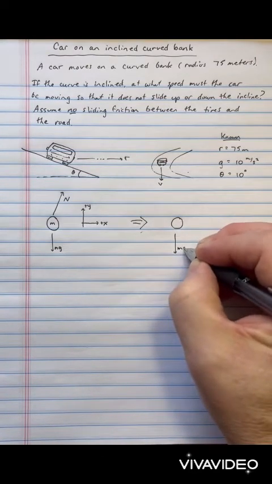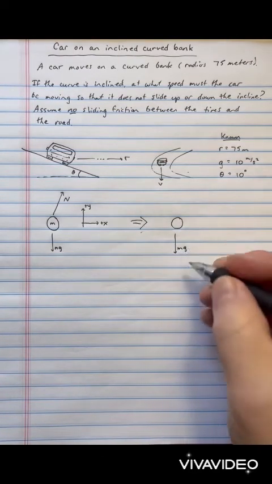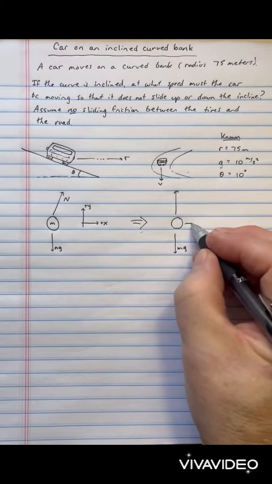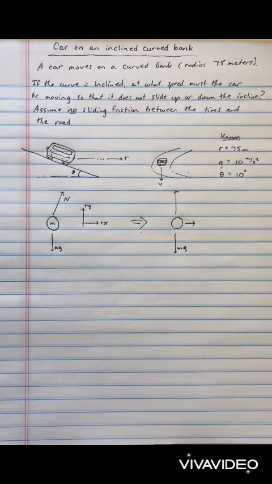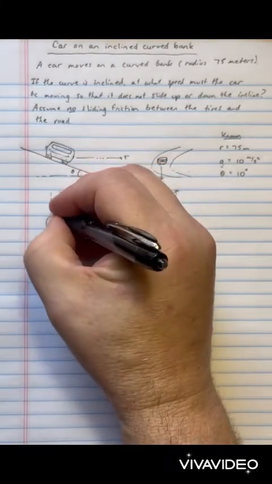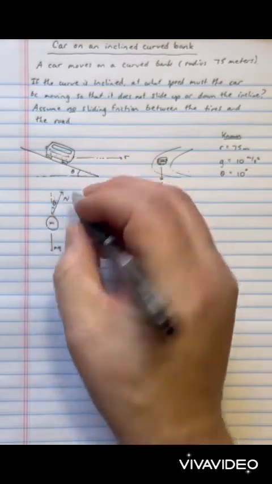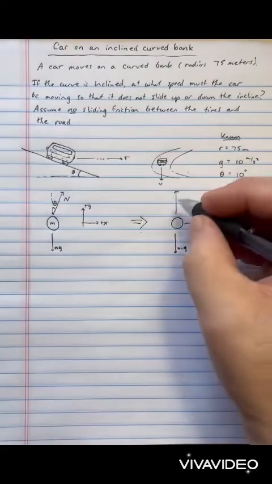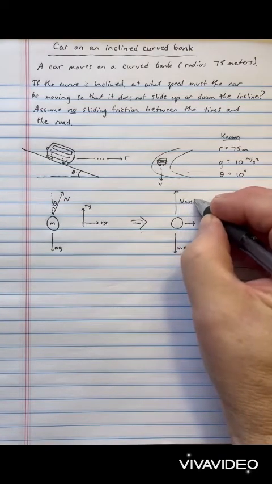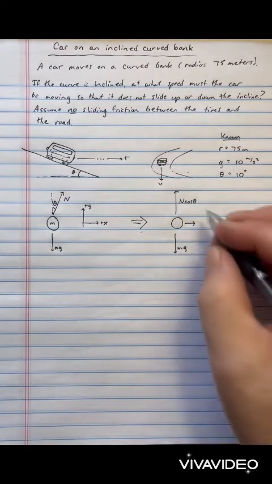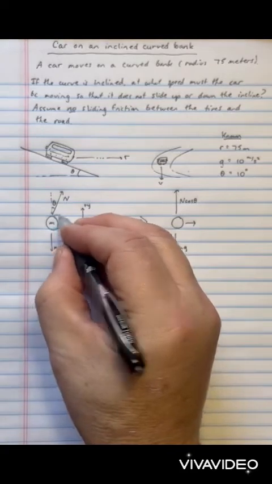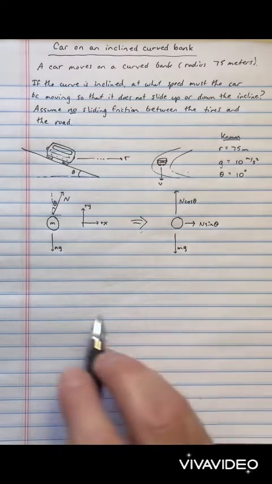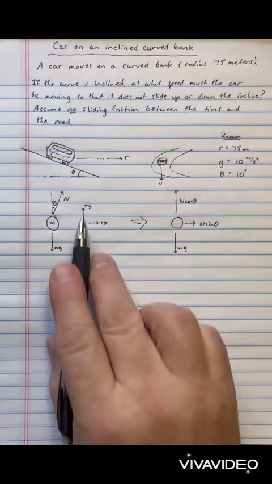Weight is pointing straight down already, so that's not a problem. So what about normal force? There'll be a component of normal force going up this way and a component of normal force like that. If you look very carefully, this angle here is the same as the bank, and therefore this is the adjacent side, so this will be n times cosine theta. And because this will be the opposite side, that will be n sine theta. And again, positive x going to the right, positive y going up.